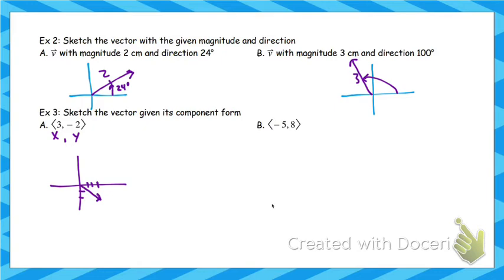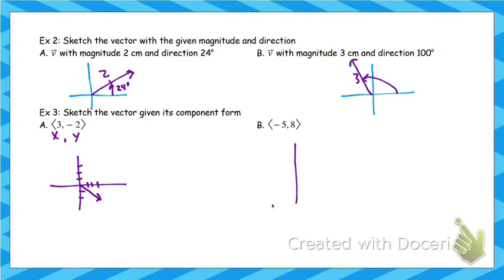But technically, if I wanted to, I could make this vector over here and go right 1, 2, 3, down 1, 2. And that vector, even though it's in a different location, still has that same component form. But it's a little bit easier for you to start at 0 and draw them in standard form. All right, let's try this next one.